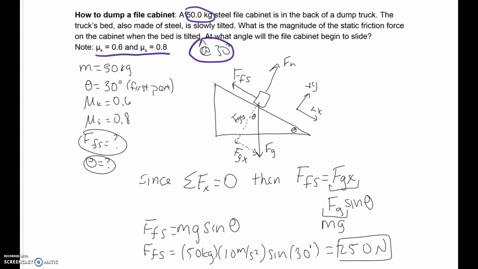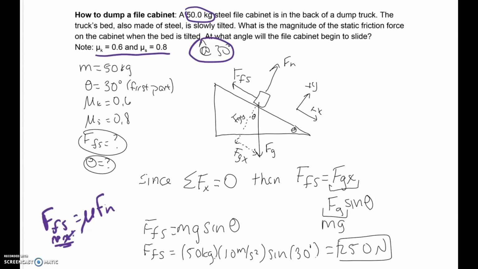And luckily now it's all in terms of things we know, because I know mass, I know the acceleration due to gravity, and I know sine of 30 degrees. This all gives me a value of 250 newtons in the end. Now again, we could not just use the expression that the force of static friction is equal to mu times the normal force, because that's only valid for the maximum value of static friction, which we do not know if that's the case here.